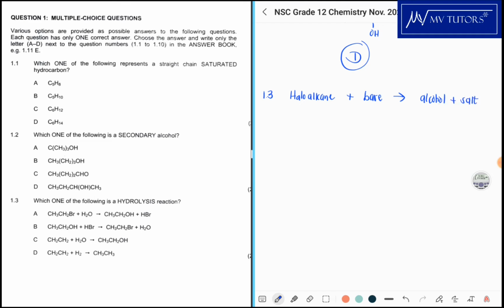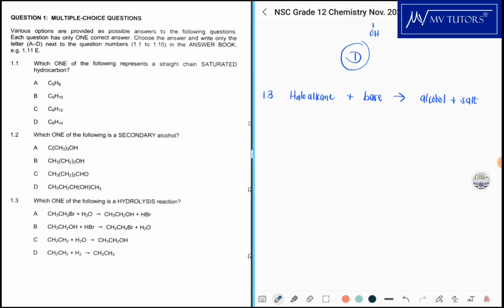All right, so if they ask which one of the following is a hydrolysis reaction, I'm looking for a haloalkane, and I'm looking for a base as well, and I'm looking for alcohol and salt as a product. So if I look at A, yes, I do have a haloalkane. Water is a base. It can be a base or an acid, but in this case it is a base. And then we have an alcohol as well as a salt, so A is an option.